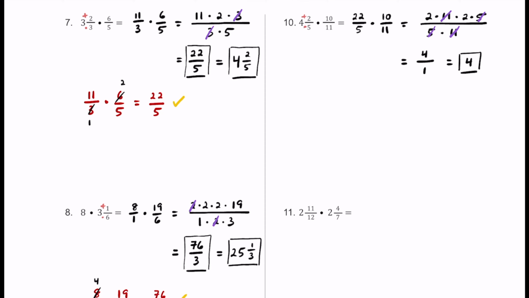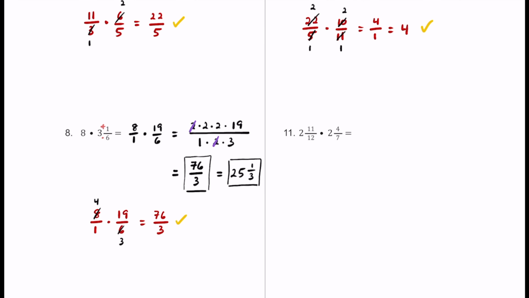Okay, so let's go ahead and check this out using cross canceling. So if we have 22 over 5 and we want to multiply that by 10 over 11, let's see what happens here. We can see that 22 and 11 can both divide by 11, so we get 2 and we get 1. And then 5 and 10, you can divide both by 5, so you get 1 and 2. So on top here, 2 times 2 is 4. On bottom, 1 times 1 is 1, so 4 over 1 is just 4. So this matches, so we should feel pretty good about that.